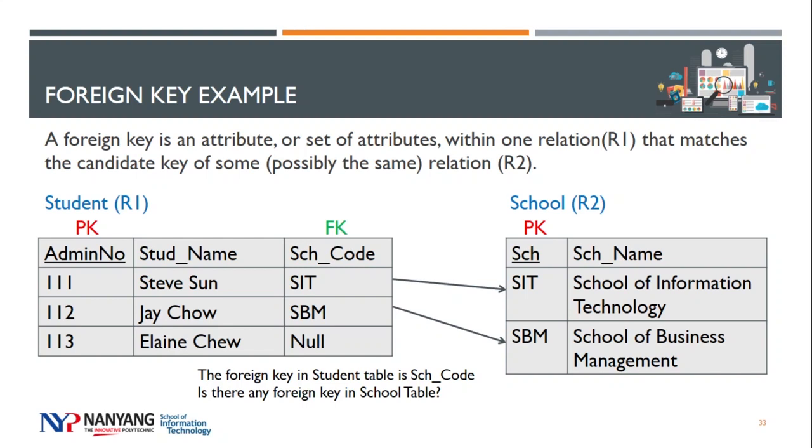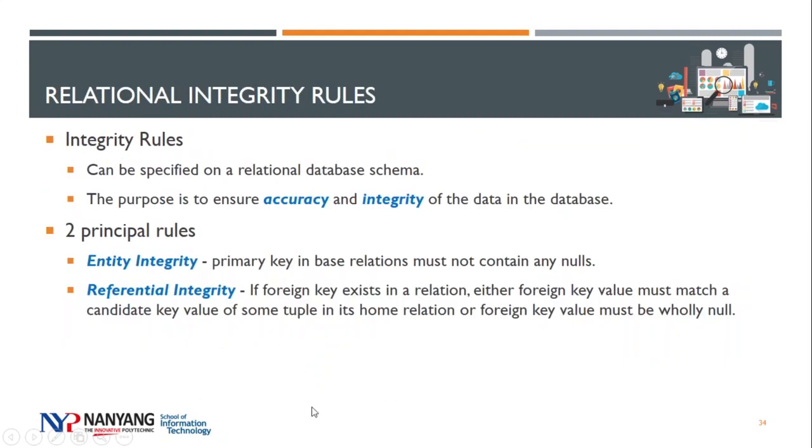So the question here: is there any foreign key in the school table? This is a question which you can think through. So what are some of the integrity rules for relational databases? First, they must be able to be specified on a relational database schema, which we will learn more about through a hands-on exercise.